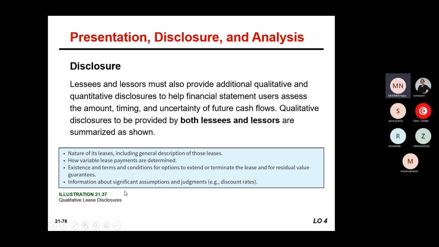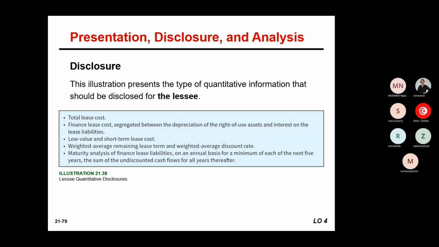Also any information about assumptions or judgments. Here we're talking in particular about the discount rates, because we said that the discount rate must be, first of all, the implicit rate, or the incremental borrowing rate that we must use if we are not aware of the implicit rate used by the lessor. So if we are engaged in a specific computation or judgment estimate of these discount rates, all the steps must be highlighted, and the reason why we use that process.